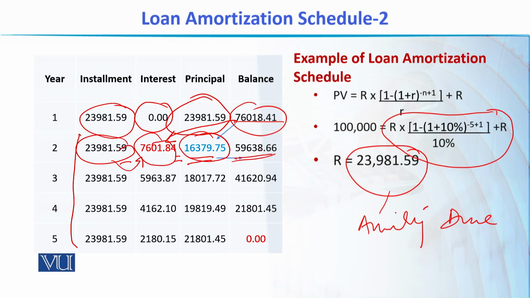So at the end of year 2, we actually have got outstanding balance of 59,638. And these calculations will continue till the end of fifth year. So what will happen in the fifth year? That at the start of the fifth year, we'll pay this amount of 23,981, and the amount payable at the end will be zero, and that is at the end of that period.